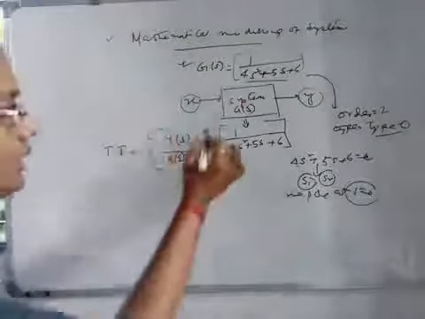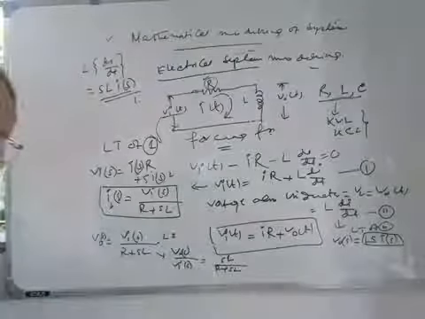Now putting the value of I(s) from this into there, you will get V0(s) equal to Vi(s) divided by R plus sL, into sL. So you get V0(s). Now V0(s) by Vi(s), what is the value of it? V0(s) by Vi(s) will give you sL by R plus sL.